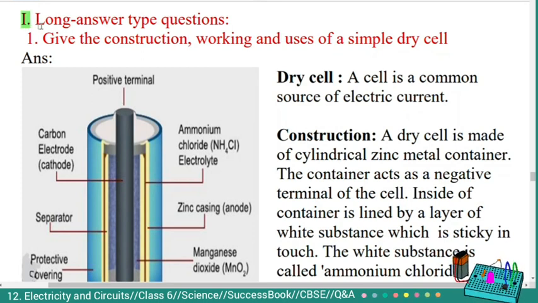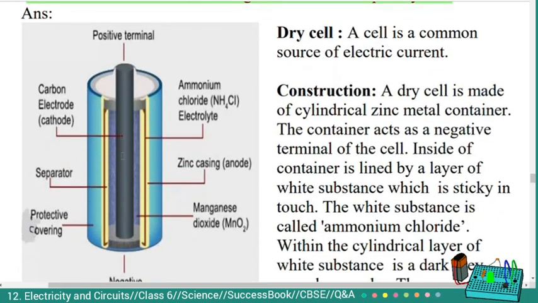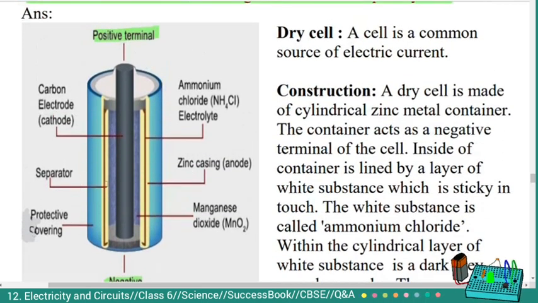Next, main I, long answer type questions. First question, give the construction, working and uses of a simple dry cell. So here the figure of a simple dry cell is given. It has a positive terminal, and below it is a negative terminal, and these are separators. It is zinc casing, manganese dioxide. It is a protective covering, and carbon electrode. It is called a cathode, and ammonium chloride electrolyte.